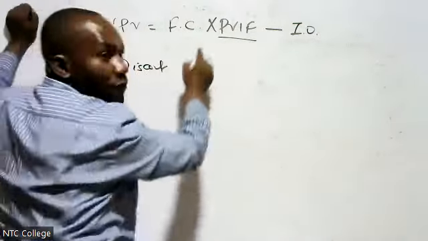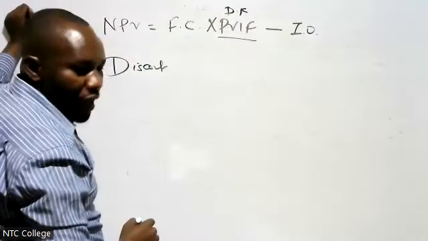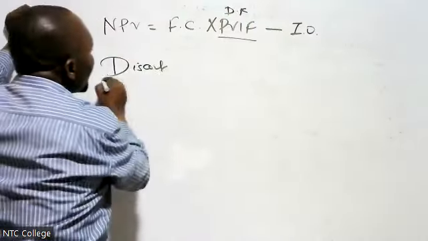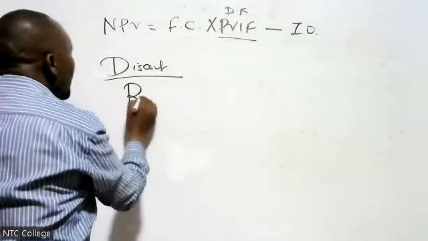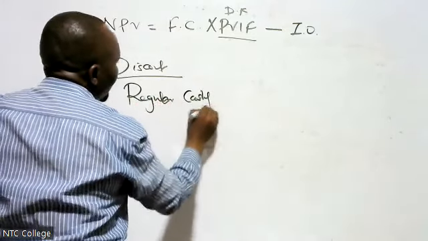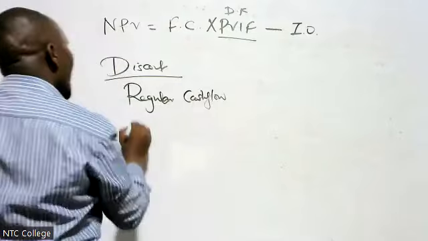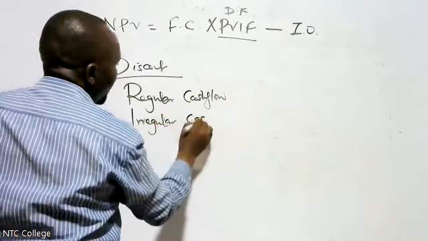We call it discounting factor. This one is called discounting factor. We have to discount. And when you're discounting, there are two things that you need to consider. We have regular cash flows and irregular cash flow.